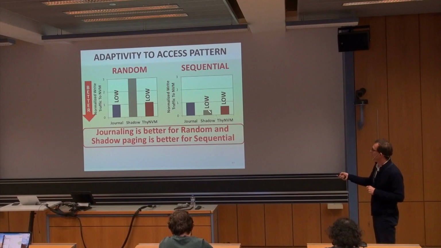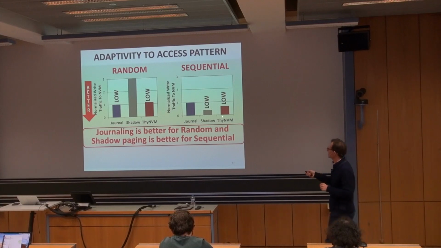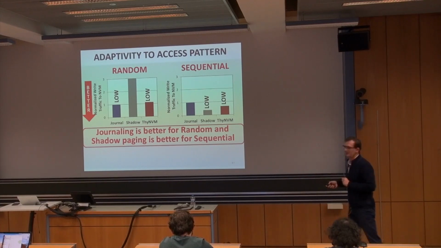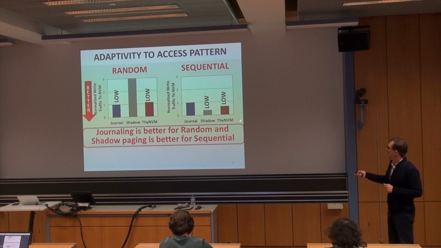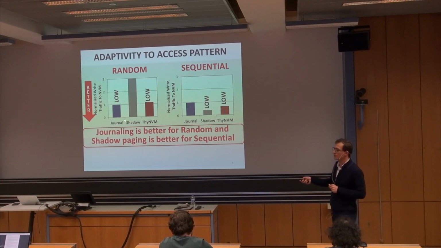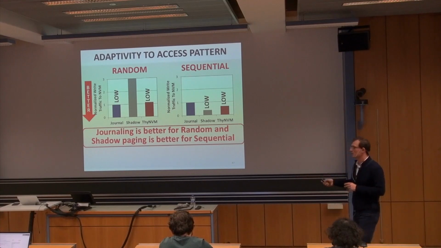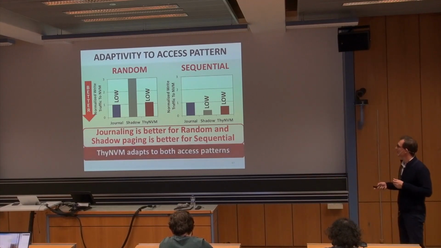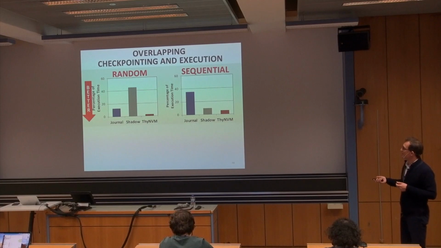So shadow paging is much better over here, and the INVM, as you can see, is close enough. Maybe it's not as close as we want, but it's not that bad also. Okay, but it's done automatically. Here, the programmer puts a lot of effort to do shadow paging. The programmer puts a lot of effort to do journaling. Automatically, we get almost the best of both worlds by adapting to the access patterns.